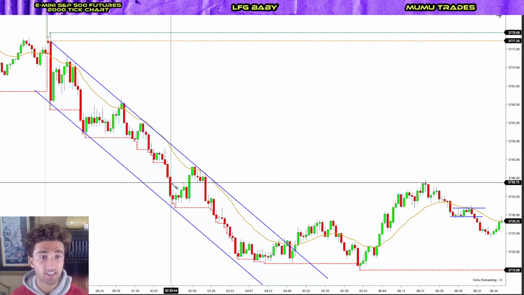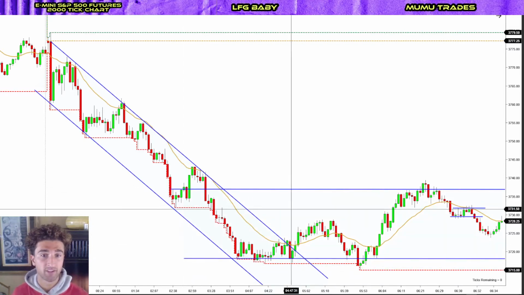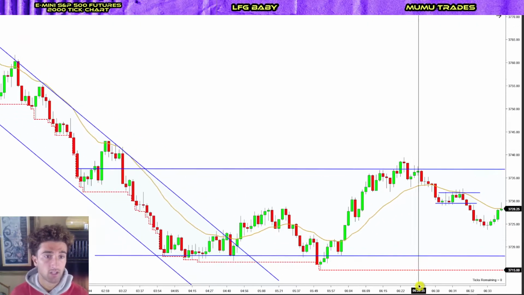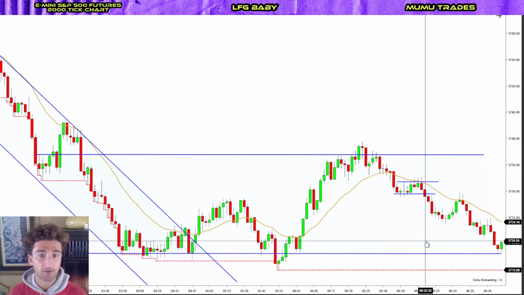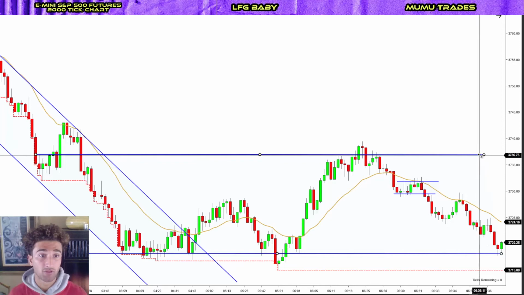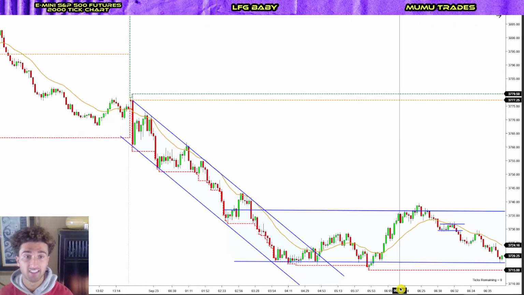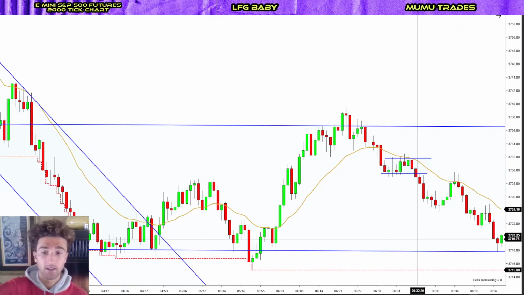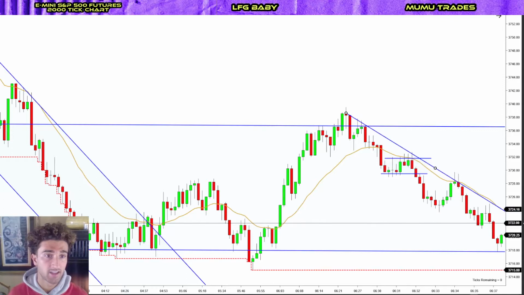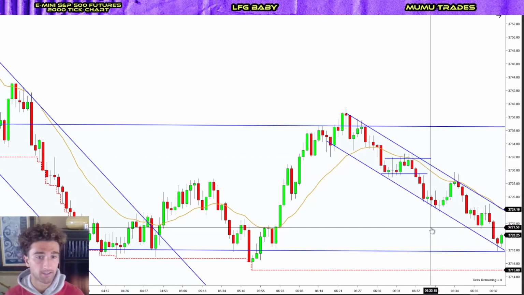Now we can also see that there is a sort of range forming like so. And now we keep pushing down, keep pushing down. I'm not looking for longs yet, even though we are approaching the bottom of this range because, like I said, the price action has been very bearish all day. Also, we can kind of see that there's a trend line or trend channel forming like this.